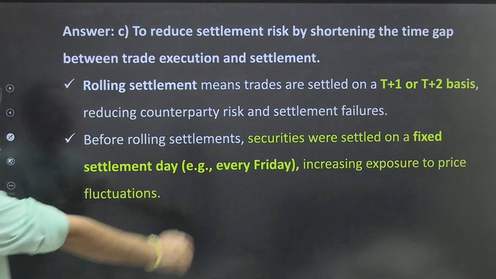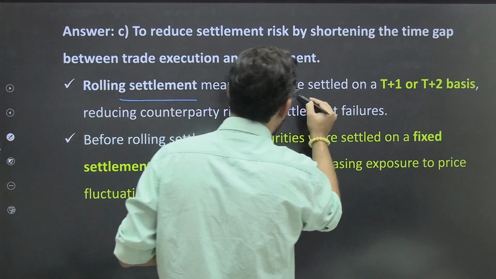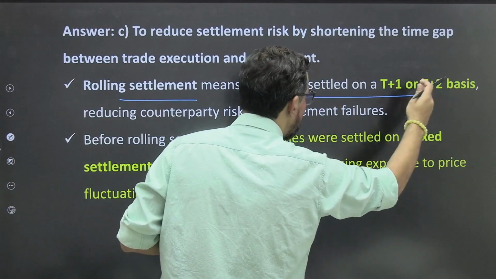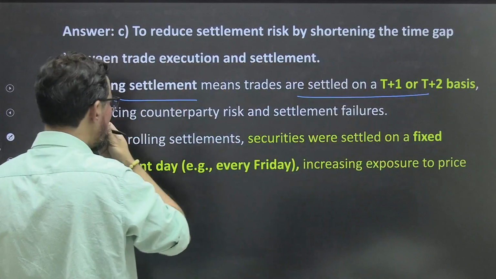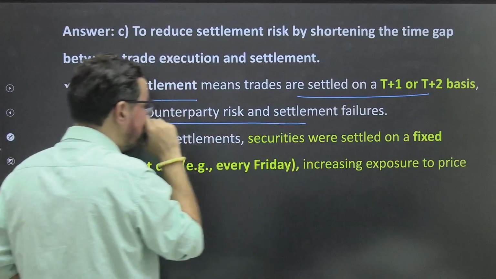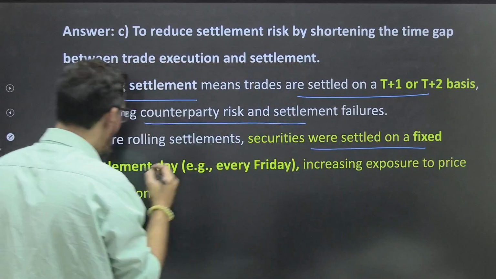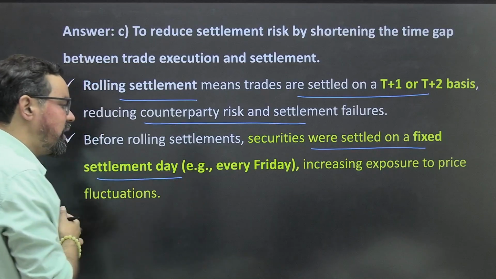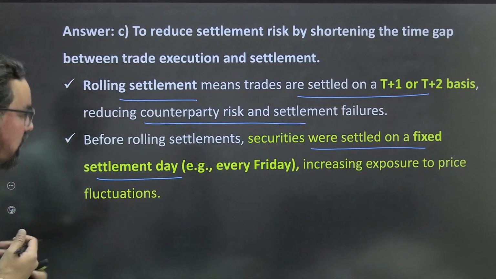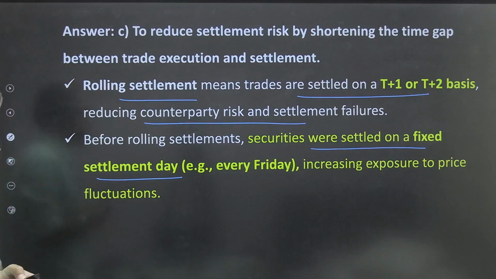So rolling settlement means trades are settled on T+1 or T+2, reducing counterparty risk and settlement failures. Before rolling settlement, securities were settled on a fixed settlement day, like Friday or Thursday. Okay? Increasing exposure to price fluctuation at that time.